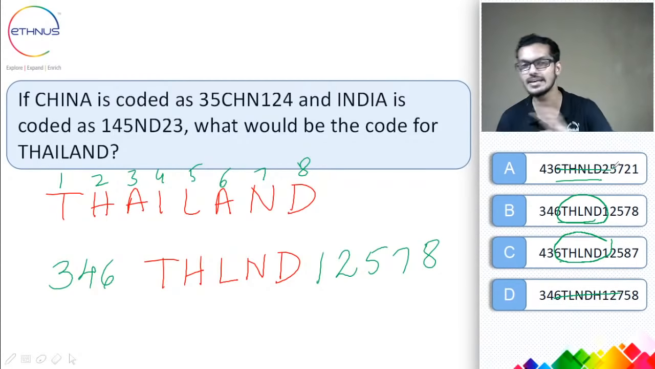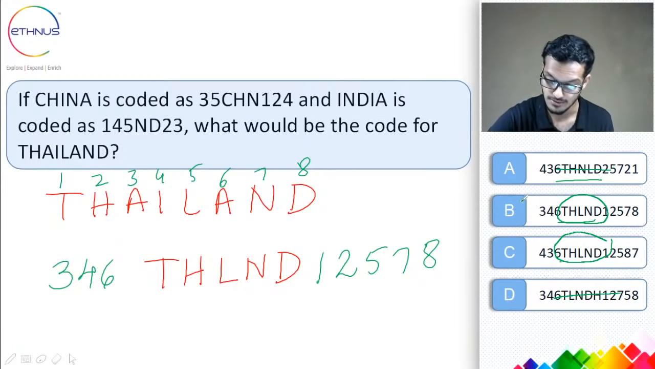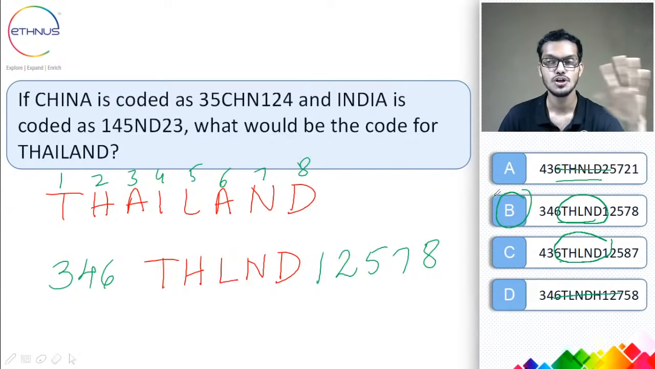So it should be one among B and C. And now you have to check with the numbers. And definitely when you take 3, 4, 6 and 1, 2, 5, 7, 8. Yes. Sorry. So B is the correct answer. Very good. So whoever has mentioned option B, that's the correct answer. So this is one of the ideas.